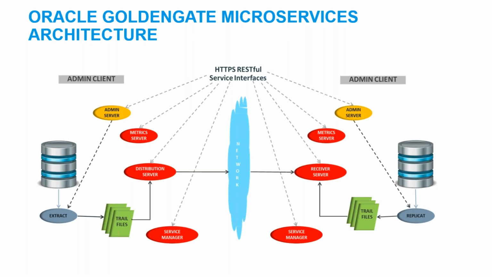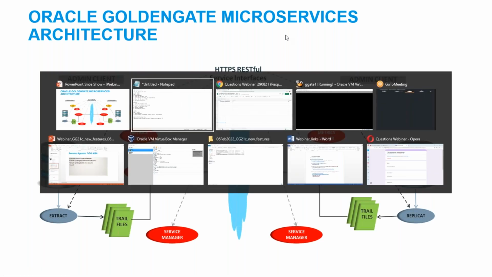Then you have receiver server, which runs on target. The collector process of source has been replaced with receiver server on target. So you no longer have data pump process in microservices. It is called distribution server, and you no longer have the classic collector process in microservices. It has been replaced with receiver server. Okay, so let me show it to you in microservices quickly.